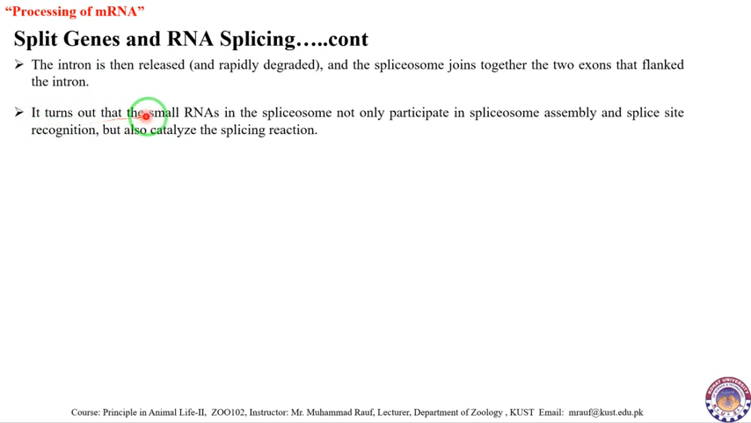It turns out that the small RNAs in the spliceosome not only participate in spliceosome assembly and splice site recognition, GU-AG is the splice site, but also catalyze the splicing reaction.